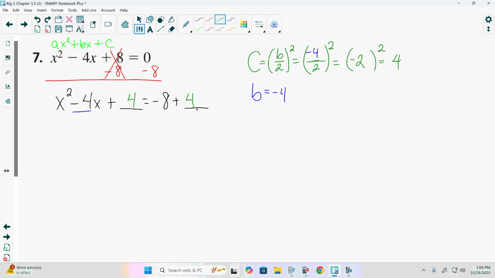Because when we multiply a number by itself, we get a positive number. That's why i is a thing. We can't find a number multiplied by itself that's a negative. So C is positive 4.